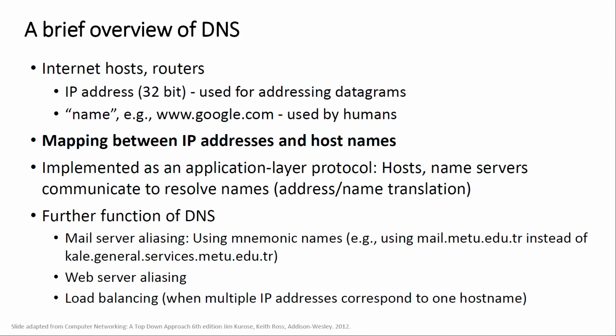So anyway, DNS is just a mapping between IP addresses and host names. This is implemented as an application layer protocol. Host name servers communicate to resolve names, and this is an address name translation. Further functions of DNS: mail server aliasing using mnemonic names, like for example using mail.metro.edutr instead of kale.general.services.metro.edutr. Another function is web server aliasing and load balancing, when multiple IP addresses correspond to one host name.